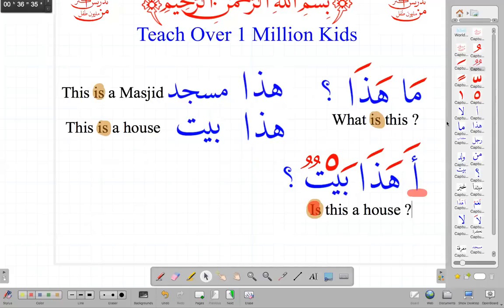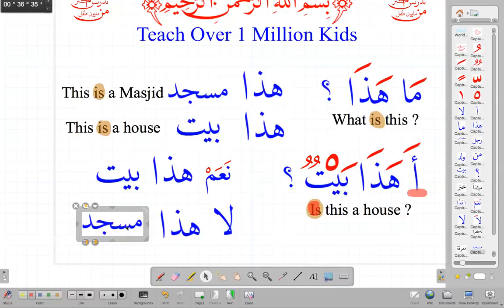Ahada baytun? If it was a house, we say, yes, it is a house. Na'am, hadha baytun. Okay, we answer with an affirmative answer. If it is not a house, we say, no, it is not a house. And we give la, then the right sentence, hadha masjidun. La, hadha masjidun. La as well, we have the fatha here, yeah? Okay? Is it all right?